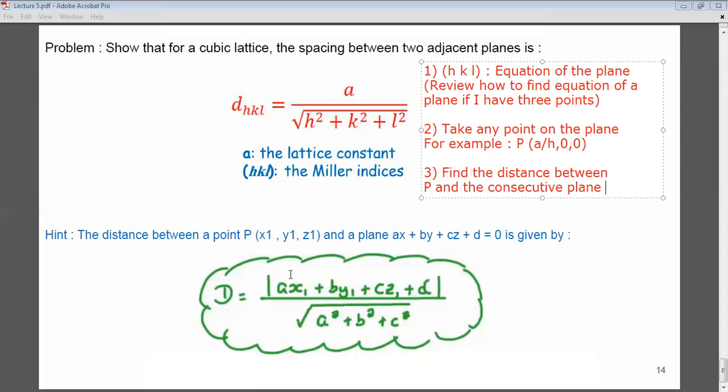So I'm giving you hints in order to be able to prove that the distance between two consecutive planes is indeed a divided by the square root of h squared plus k squared plus l squared. Try to do it, and maybe in the live session next time we will do it together if I don't have any other arrangements. But you need to try to do it on your own. So that's it for today's lecture, and we will talk next week.